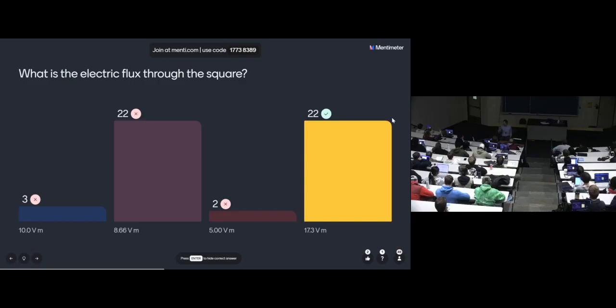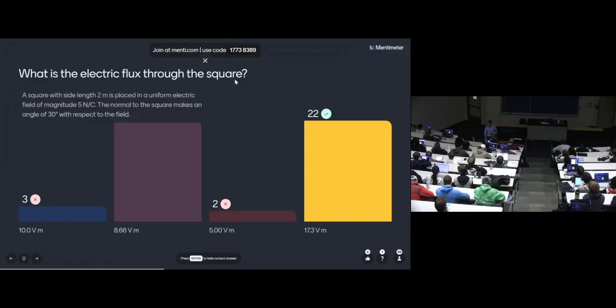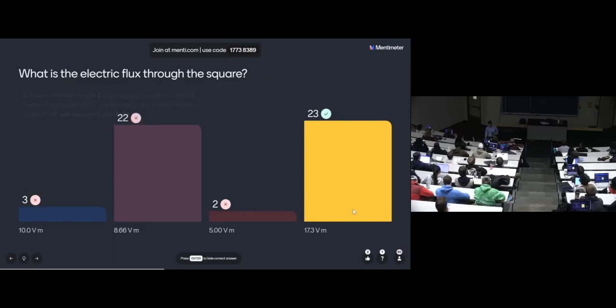Anybody? Yeah, I gave you the length of a side here, so you have to say 2 times 2 is going to be the area. So that's 4 times 5 is 20. And then you have to take times the cosine of 30, that's 17.3 voltmeters. So a bit of a tricky question, but I've worded it this way because there are other problems in your book and on your exam that pop up the same way. And so make sure you're watching for the information that is given.